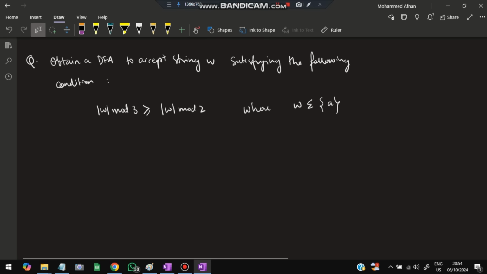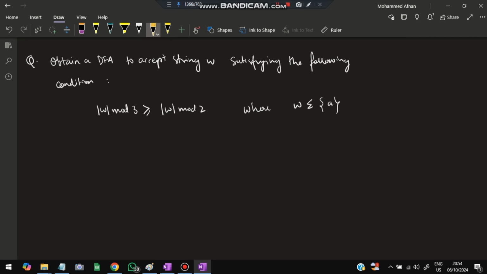Obtain a DFA to accept a string W satisfying the following condition. So there's a condition given here, and it should satisfy that condition. What is that condition? The length of W mod 3 should be greater than or equal to the length of W mod 2, where W belongs to A. So A is the only accepted character, and W mod 3 should be greater than or equal to W mod 2. Let's have a look at when this is true.